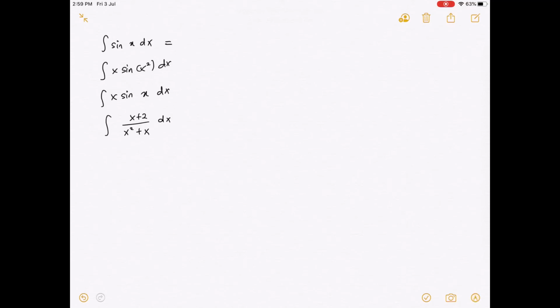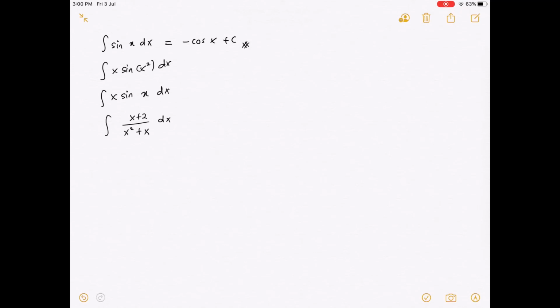integration of sine x dx. So this one is a general technique, which is the one that you can solve using the table of integration. Why? Because if you look into the table of integration, you have the integration of sine that becomes negative cos x plus c. So that's it. The one that you can solve using the table of integration, that's the general one.